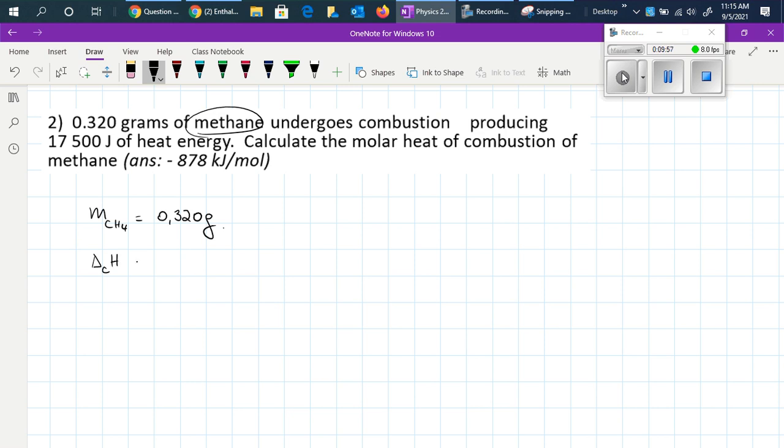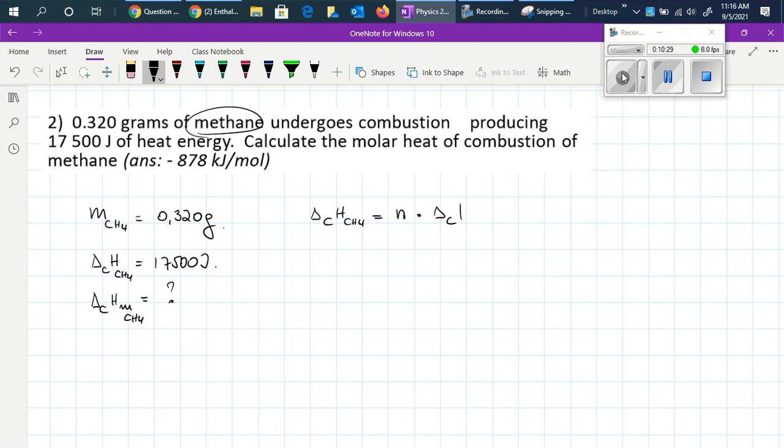Producing heat. So the heat of the reaction is 17500 joules. Calculate the molar heat of methane, CH4. So now the heat of the reaction will be the number of moles times the molar heat of combustion.